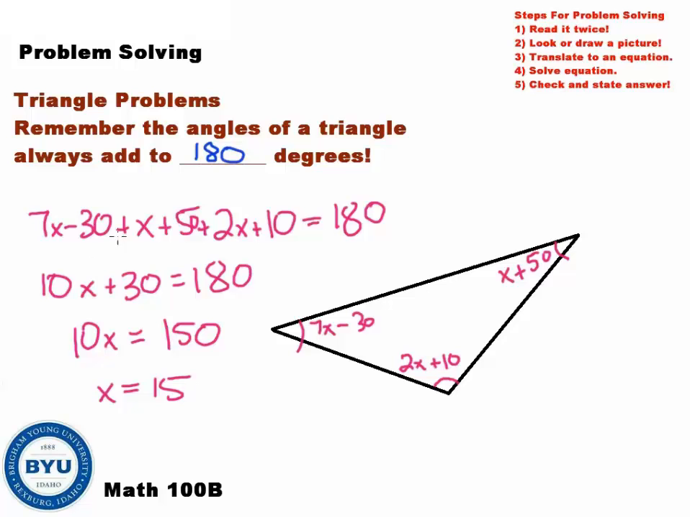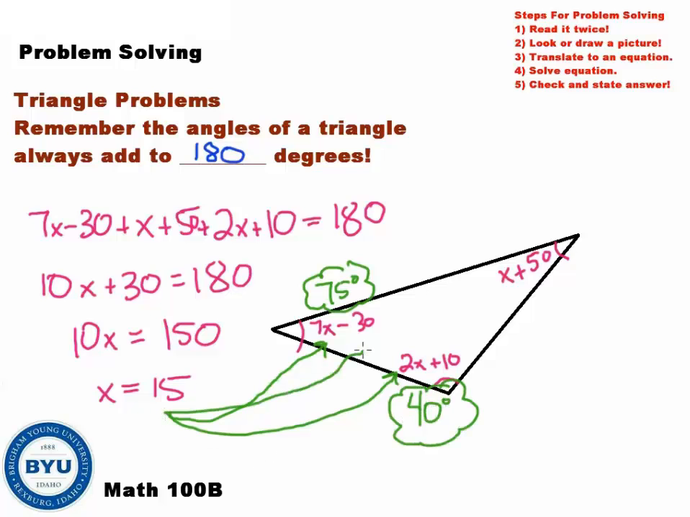You can then go back in and plug these into each angle to find the actual value of them. So I would go 7 times 15 minus 30 to find out that this angle is 75 degrees. I then could take the 15 here and find out that I get 15 times 2, which is 30, plus 10 is 40 degrees.